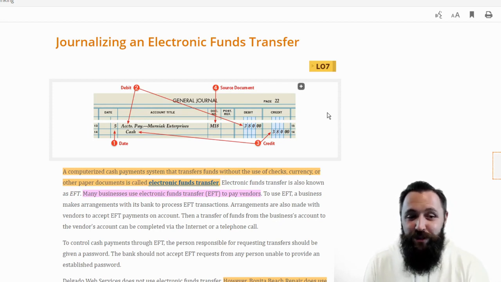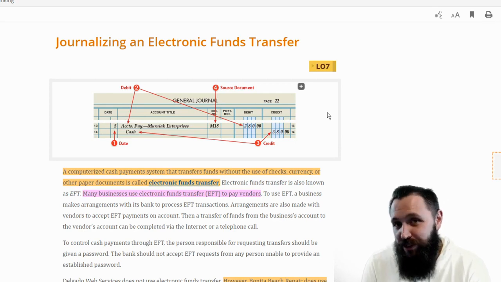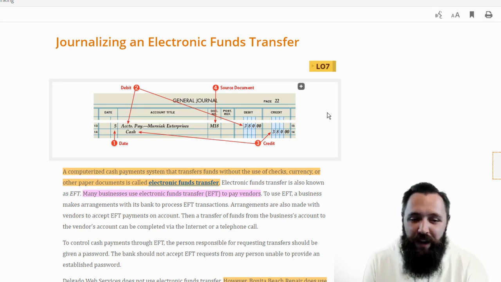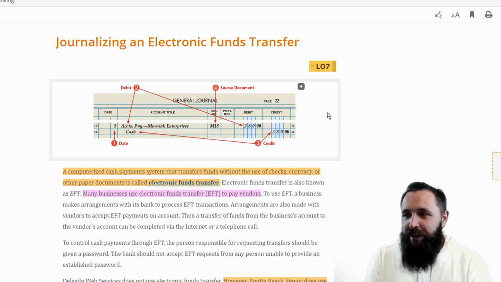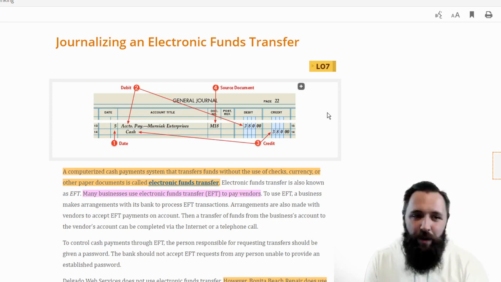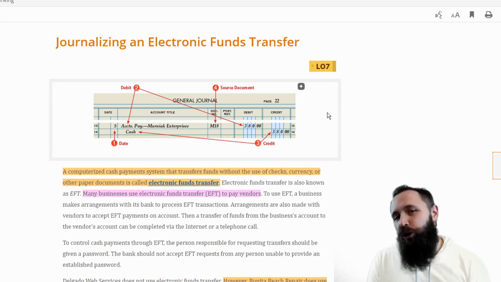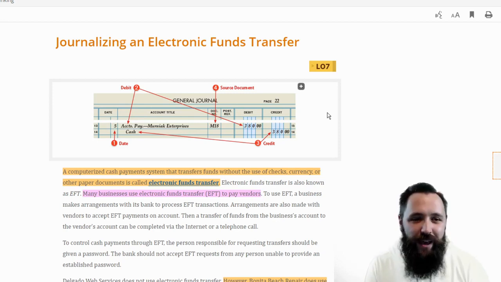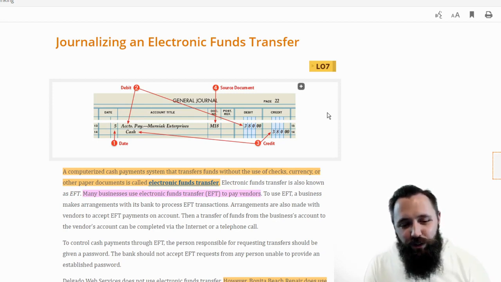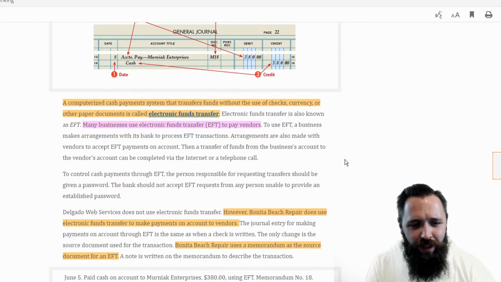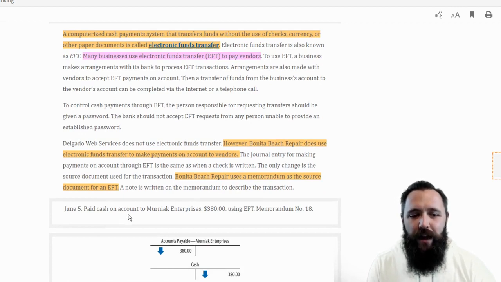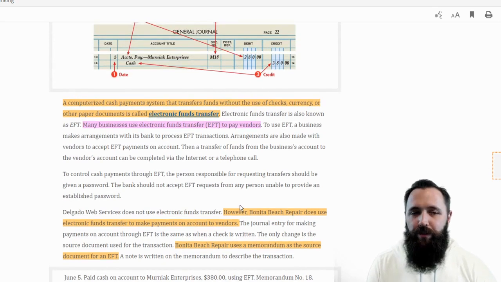Many businesses use EFT to pay the vendors or people that they do business with. And they're just going to automatically transfer them the money. Now, when that happens, it's still coming out of a specific account, and we still treat it like cash. That's the big takeaway here, okay? So we still treat it like cash. And now we're using Bonita Beach Repair, but it says we paid cash on account to Murniak Enterprises for $380 using the EFT. And once again, this is going to be a memorandum as the source document for this.